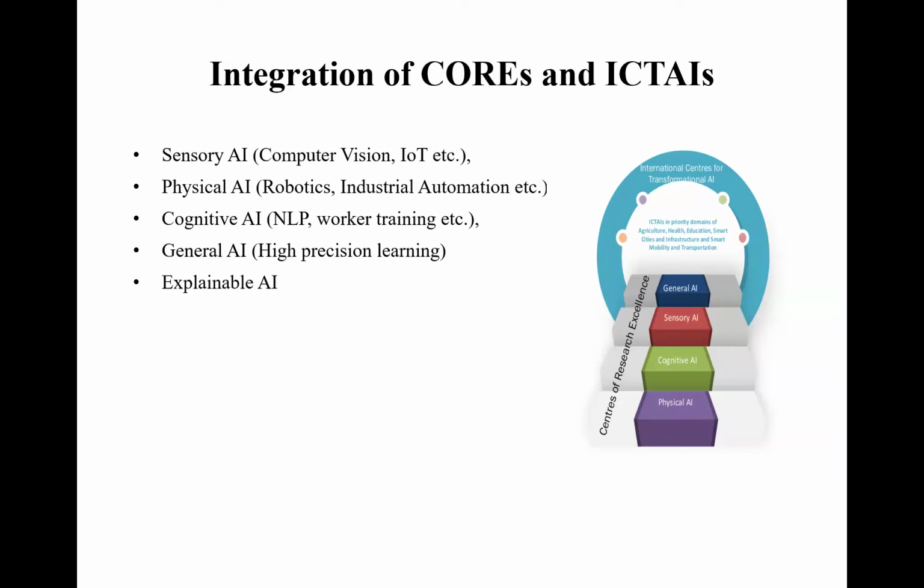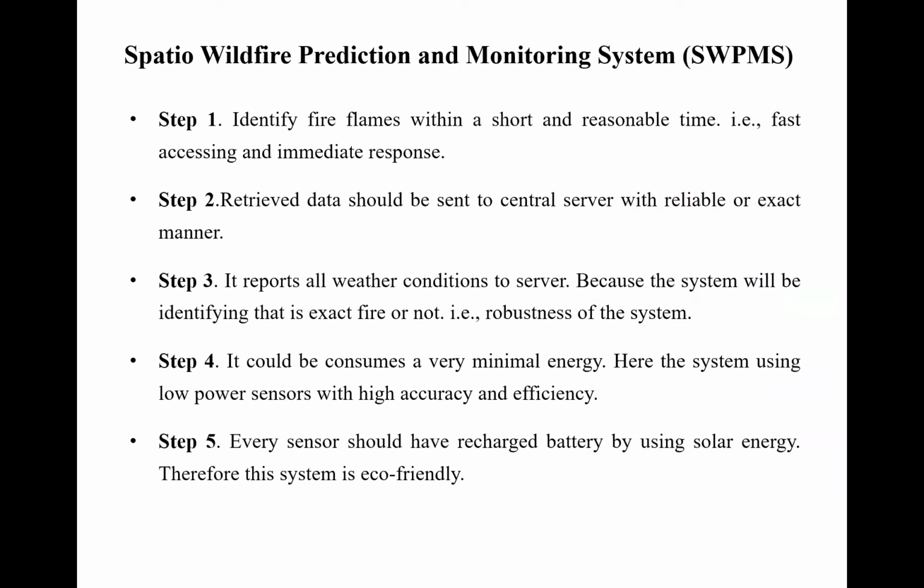Right? Sensory AI means we can use sensors in artificial intelligence for computer vision and IoT. Physical AI is robotics and industrial automation. Cognitive means NLP, natural language processing. General AI will be applicable for high precision values. And the last one is explainable AI.